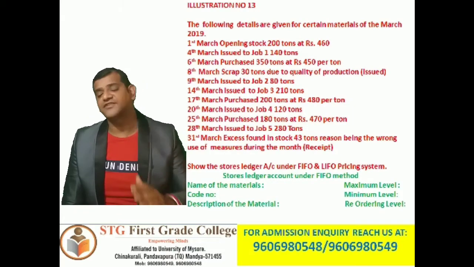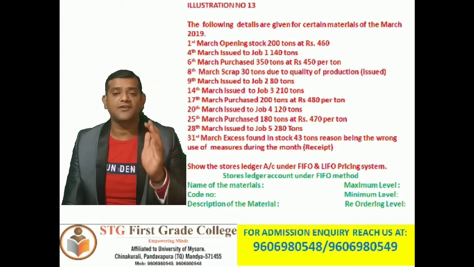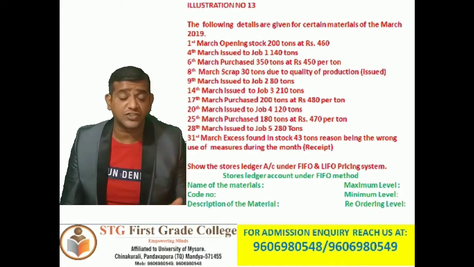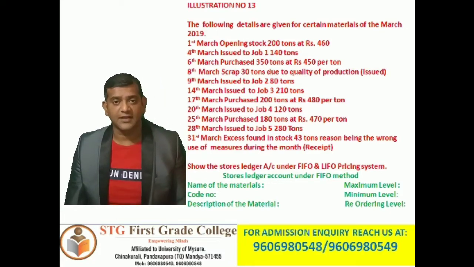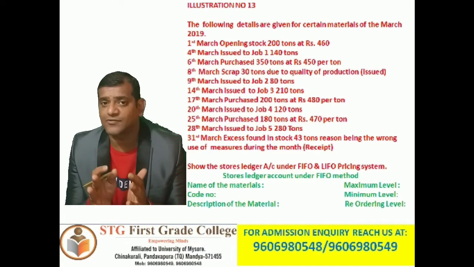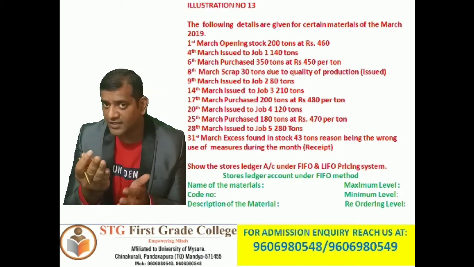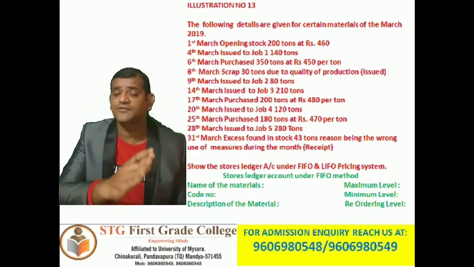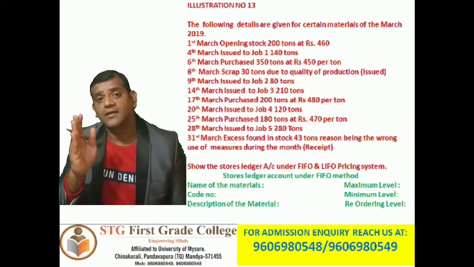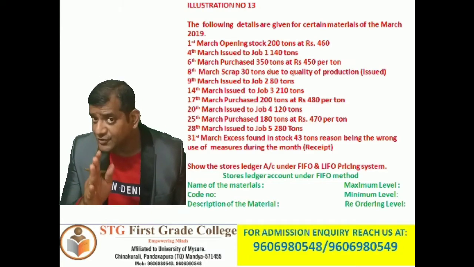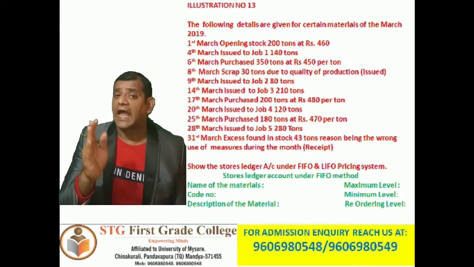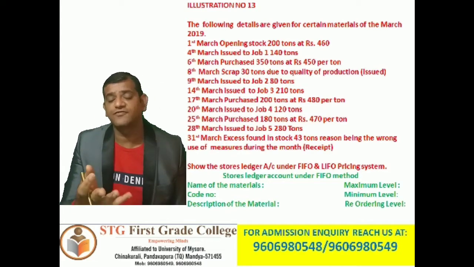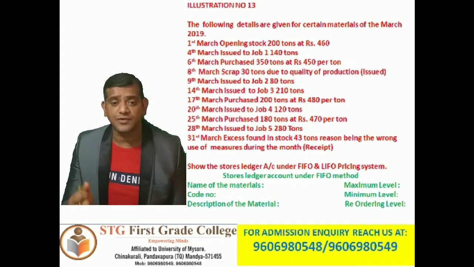31st March, excess found in stock, 43 tons. The reason being wrong use of measures during the month. Whenever excess comes, we will show it as a receipt. Keep it in mind: whenever scrap is there, it should be shown under issues, because we are going to sell it. And whenever excess comes, we should show it under the receipts column, because we are going to receive it.